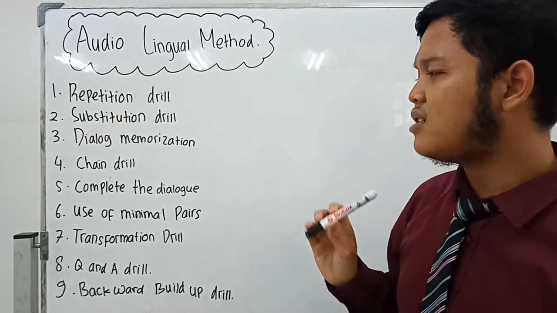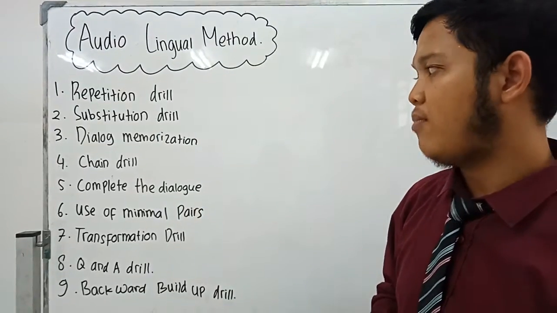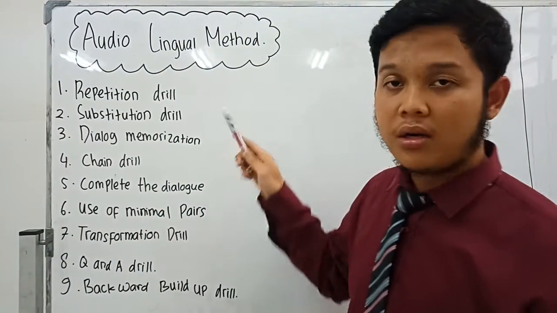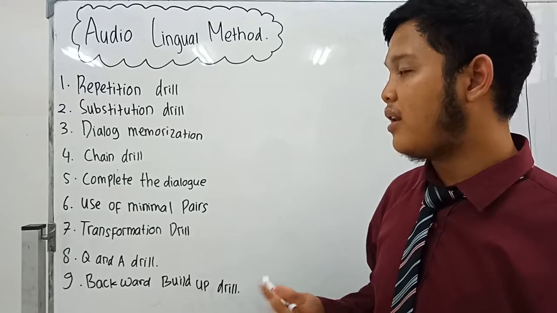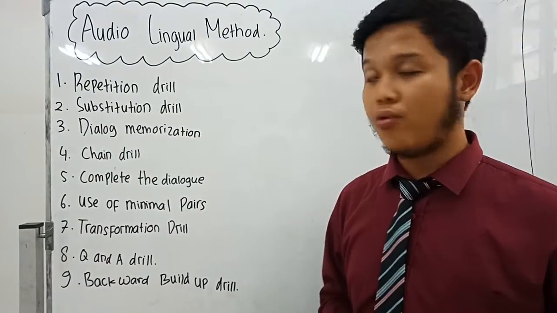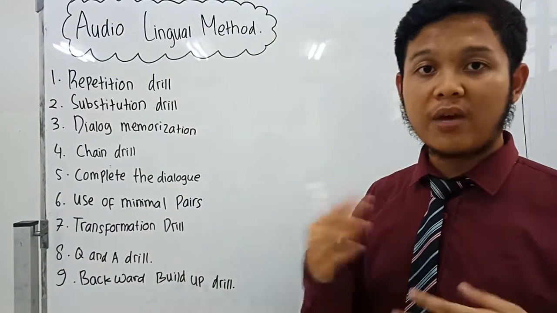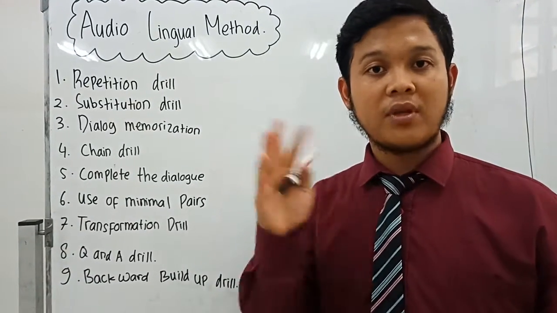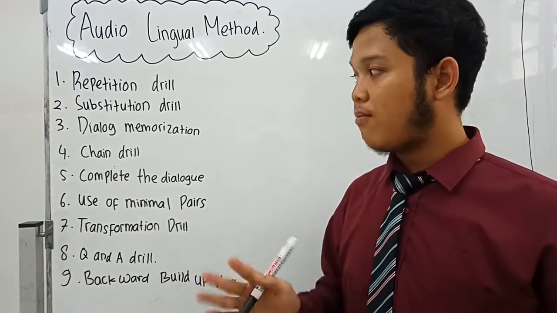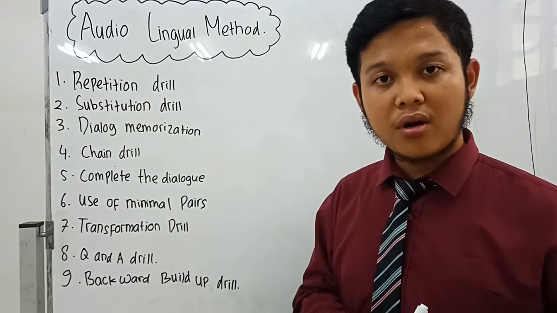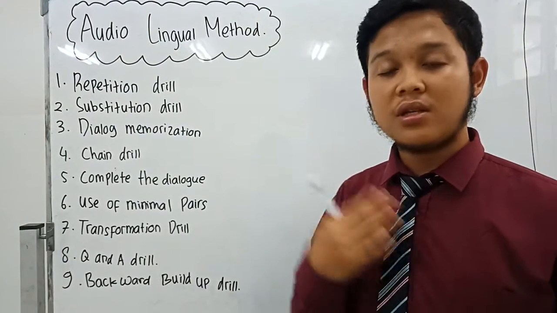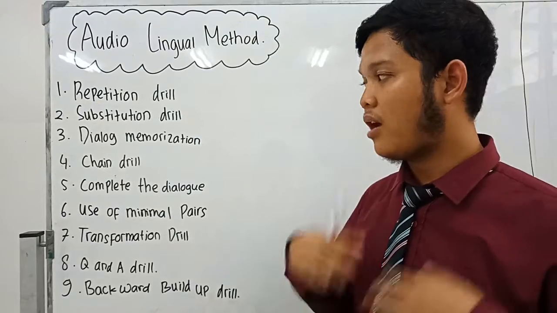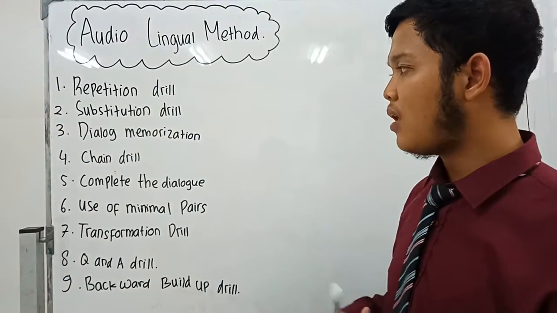And the third is dialogue memorization. Here, we can find a dialogue inside the book, and we can ask the students to make a pair, memorize the dialogue, and perform in front of the class. If there is mispronunciation or grammatical error, we as teachers can help and guide them, something like that.